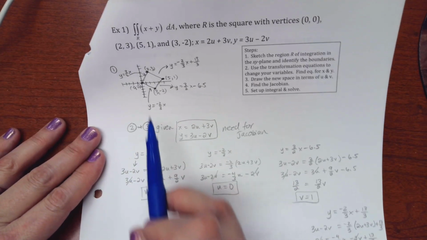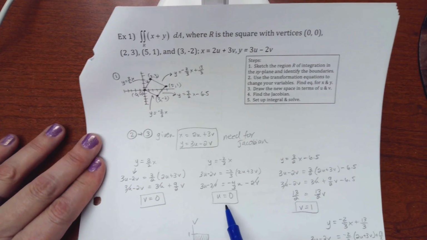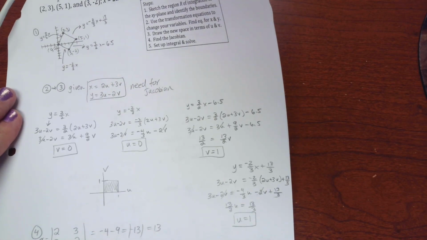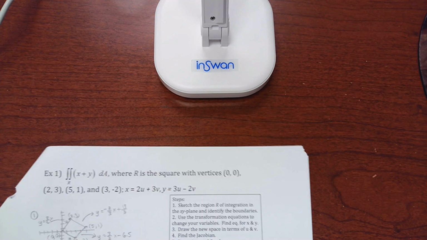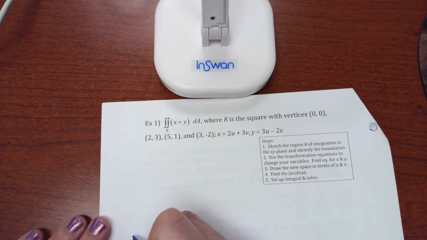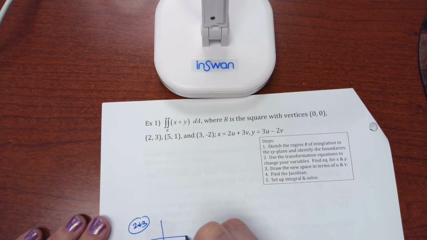We had our equations for the four sides, and we got v equals 0, u equals 0, v equals 1, and then finally u equals 1. So I'm going to pick up right there because that's where we are. Those three things, so that was basically steps 2 and 3.